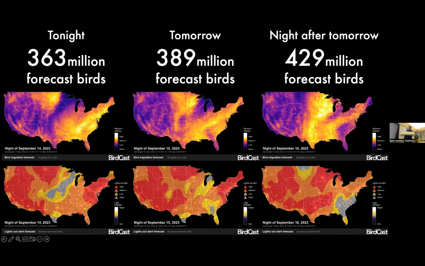And this is sort of the summary of those nights. So tonight we're predicting around 363 million birds forecast to be moving. Two nights from now, around 429 million birds, right? So just tremendous numbers of birds migrating across the US.